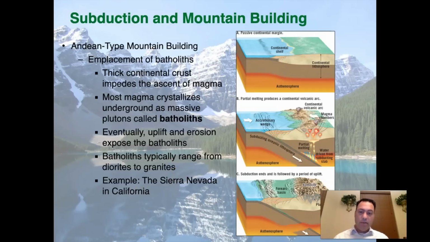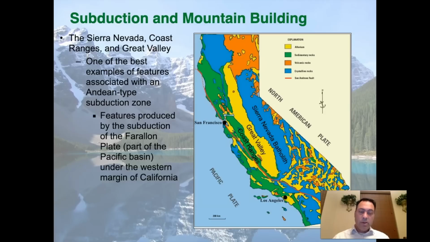Great examples of Sierra Nevada in California. So this is a geologic map of California. The Sierra Nevada, the Coast Ranges, and the Great Valley are here. So here's the Sierra Nevada batholith. These are crystalline rocks. Think of them as granites, granodiorites, diorites, these types of things. In fact, there's even areas in here that are younger volcanics that are more basaltic in nature.